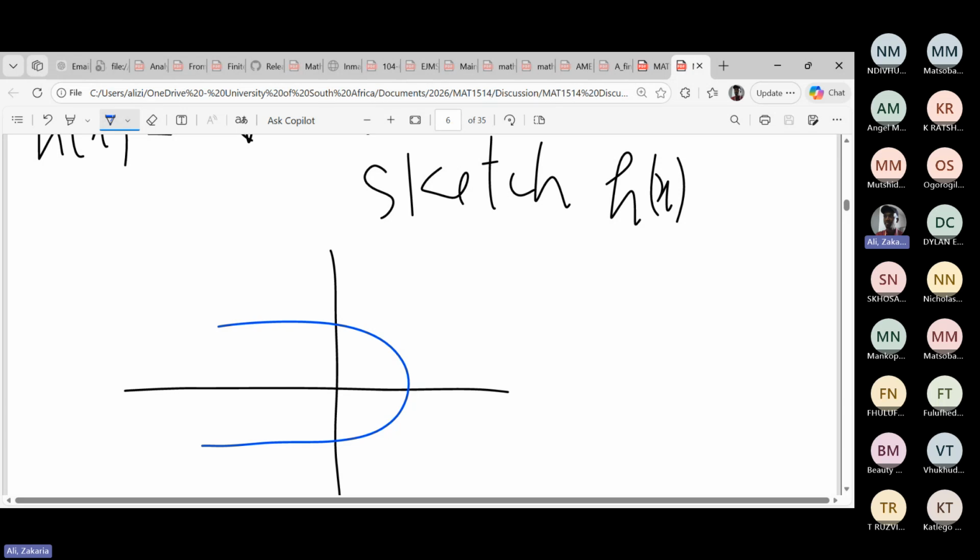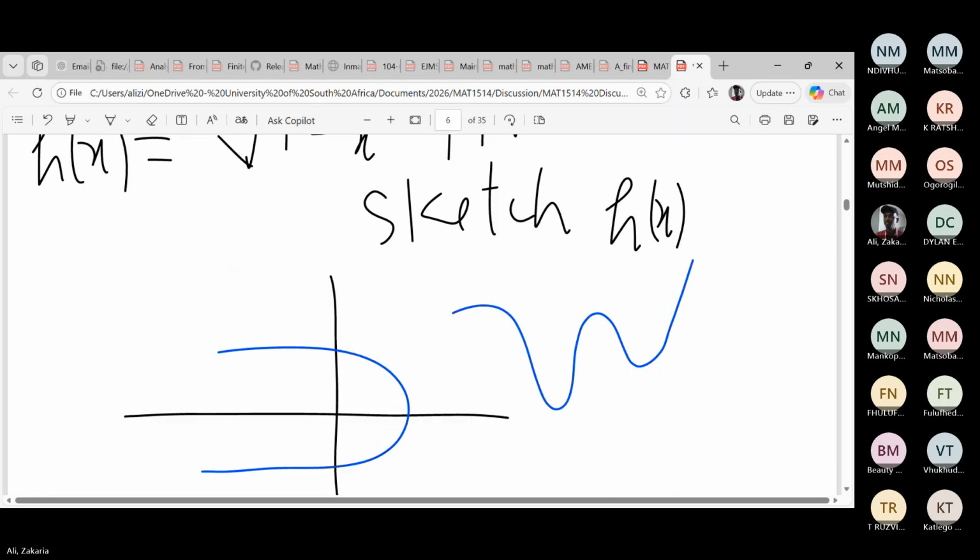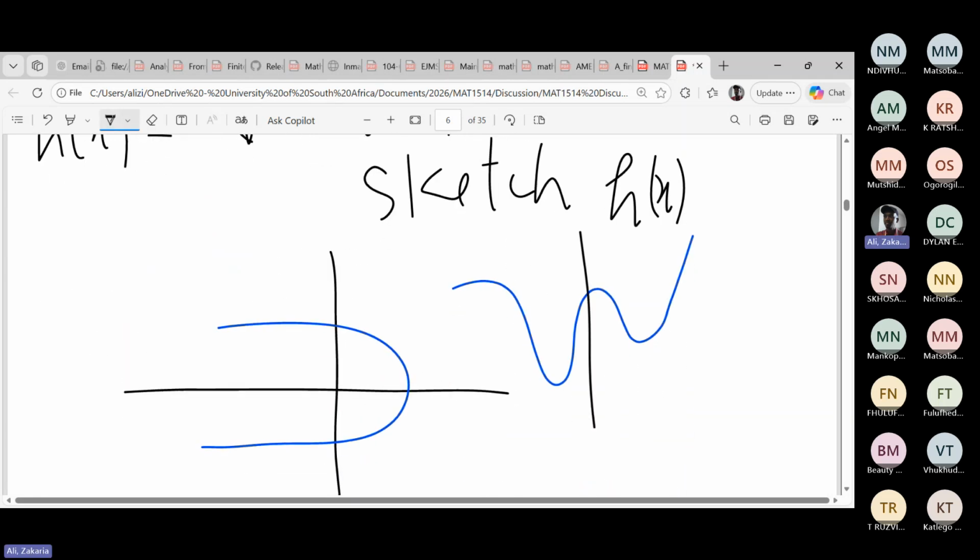Now I'm going to take another one, instead of this one, something like this, and let me sketch the xy values. Is this a function, yes or no? Yes, it is a function, because you can get many values of x giving you the same output.